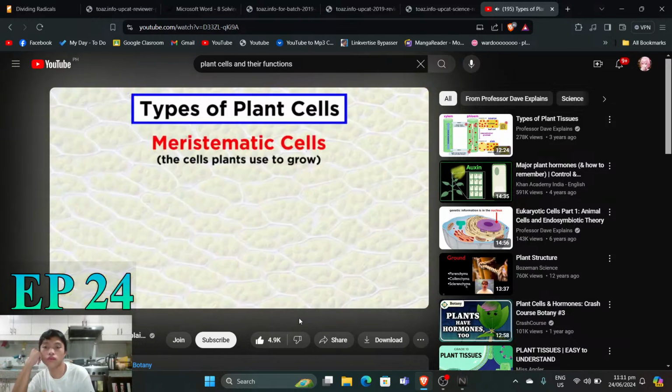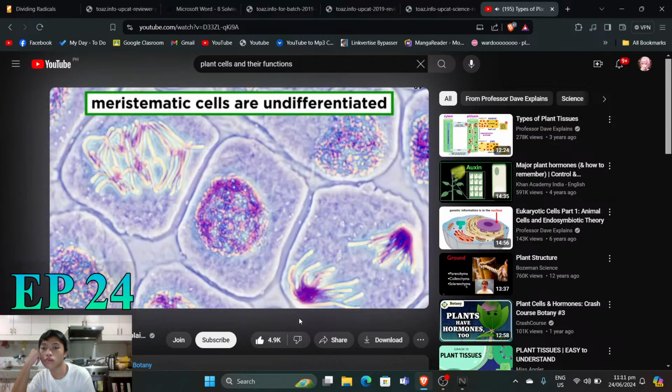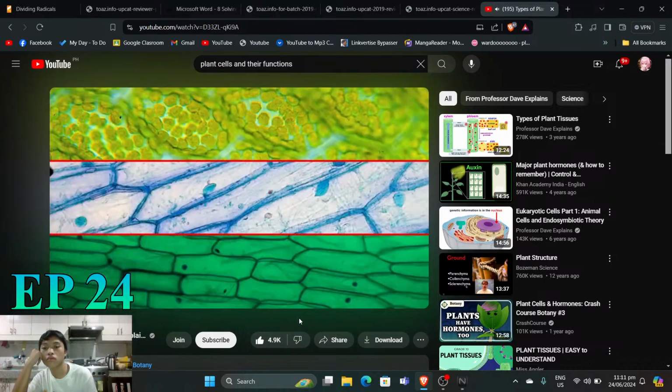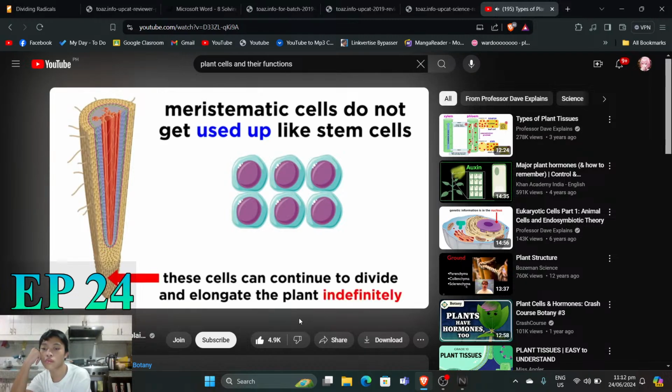First, there are the cells that plants use to grow. These are called meristematic cells, and they're very much like the stem cells we have in our own bodies. What this means is that meristematic cells are undifferentiated, or without a specific job assigned to them when they are first created through mitosis. So when meristematic cells divide and replicate, they can produce daughter cells belonging to any other kind of plant cell. The important difference between meristematic cells in plants and stem cells in animals is that meristematic cells don't get used up, so they can continue dividing and helping the plant grow indefinitely.